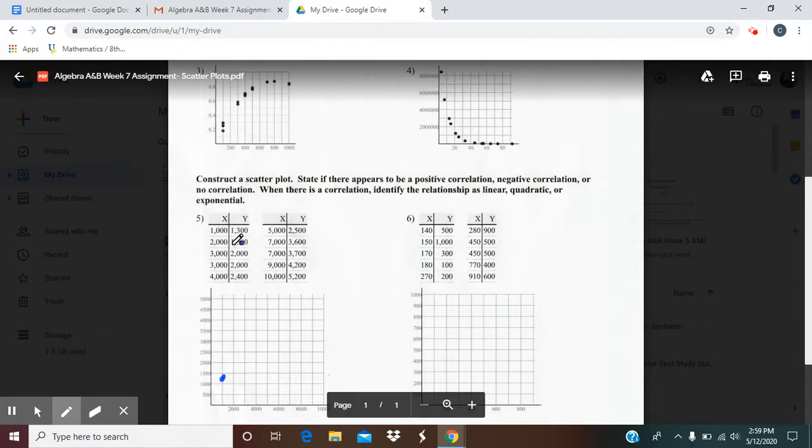Now, let's look at a second point here just to make sure you see. I have a point at 2,000 on the x and then 1,500. So that would be 2,000 here, and then it'd be up just slightly higher than our last one, right on the intersection. So you guys would go through and plot all of these and then make your decisions on what type of correlation and what type of relationship you think you see.